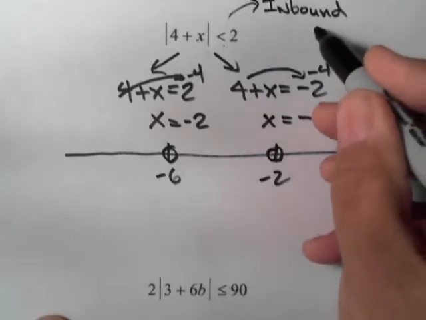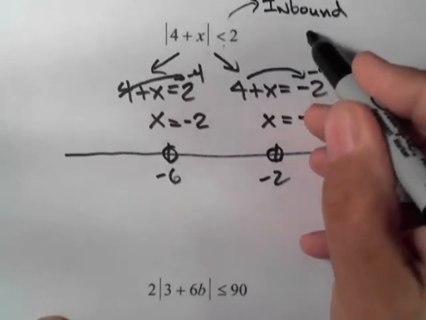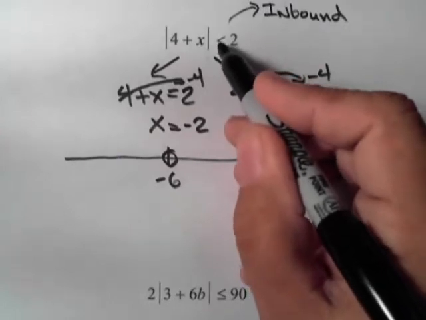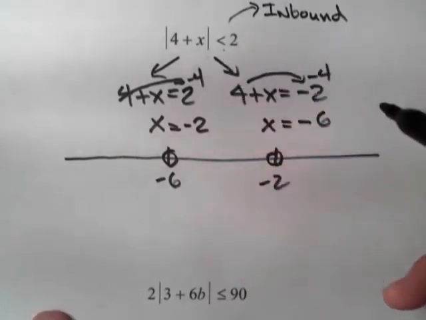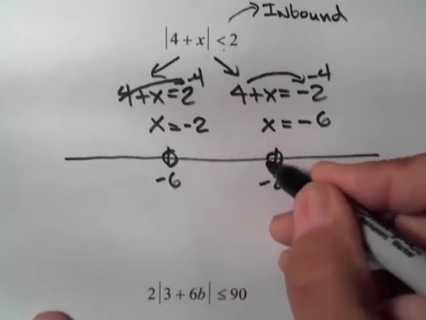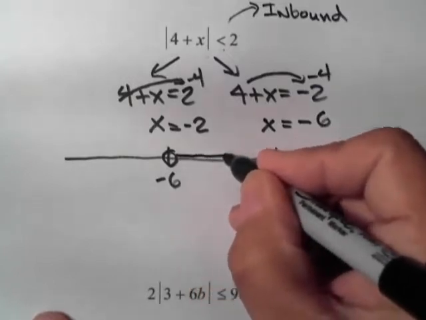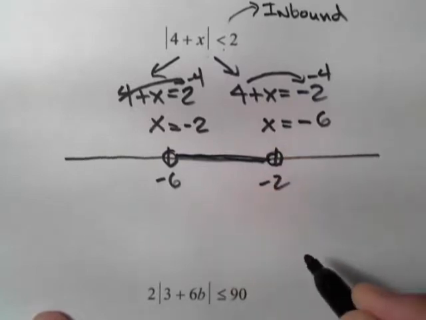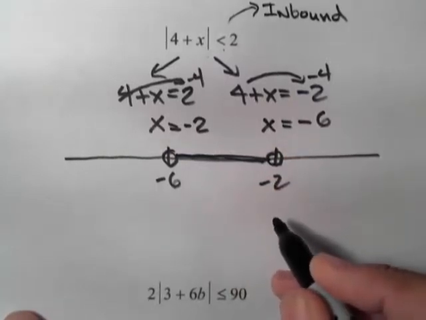But now, since this was an inbound, and remember, we could tell that right to begin with just by looking at the original inequality here, then what we simply do is say, okay, inbound means it's the solutions that are in between, and so there it is as a graph.